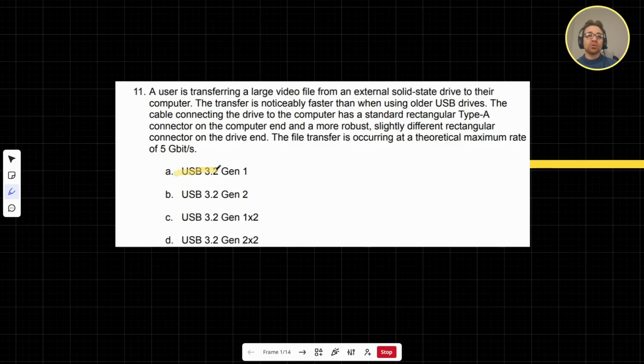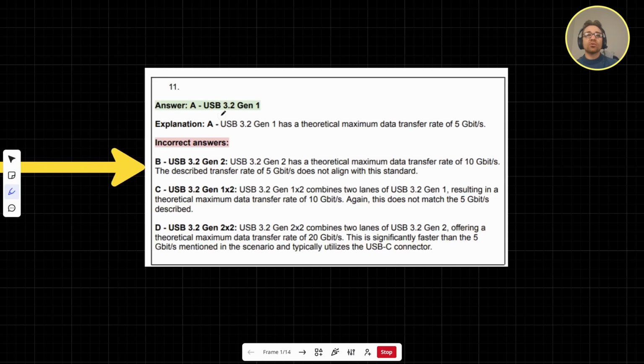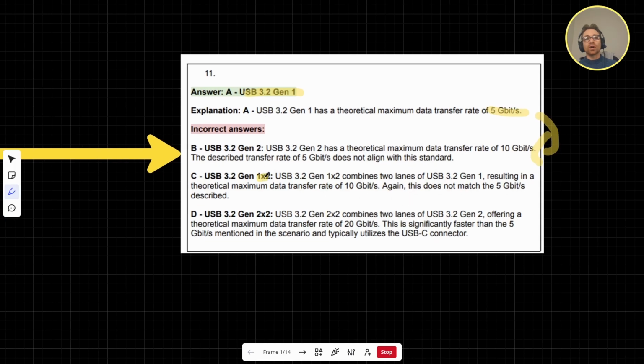A. USB 3.2 Gen 1, B. USB 3.2 Gen 2, C. USB 3.2 Gen 1x2, D. USB 3.2 Gen 2x2. Your answer coming in 3. Pause the video if you need more time. 2, 1. Here we go. Your answer is A. USB 3.2 Gen 1. It's just a matter of memorizing those things, guys. Remember, Gen 1 is 5 gigabits per second, and then it doubles to USB 3.2 Gen 2, and then you can use the names to actually work it out from there.